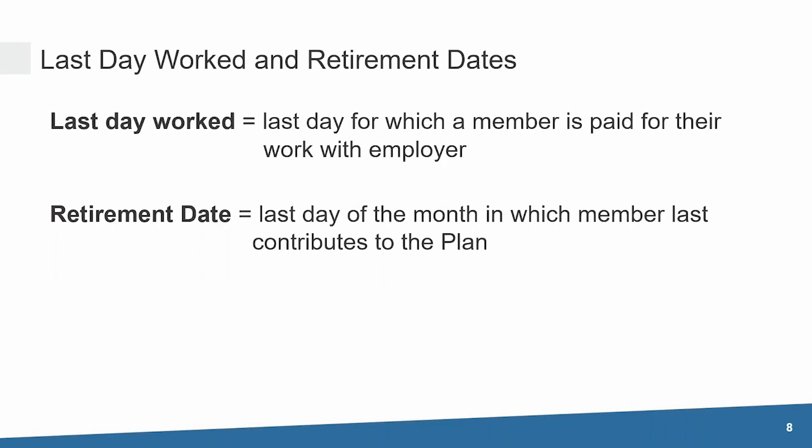We want to provide some clarification on the last day worked and retirement dates that are required on the pension application. In most cases, the last day worked is the same as the last day for which the member works for the employer. There may be some special situations. For example, a member may be provided with a pensionable severance payment, and in these cases, the last day worked is the same as the last day which the member was paid for their work and made contributions to the plan. The retirement date is the last day of the month which the member made contributions to the plan.